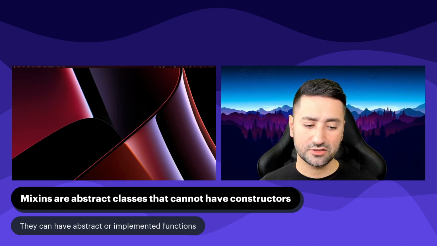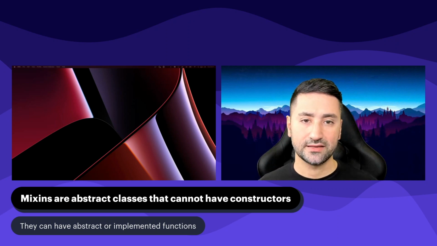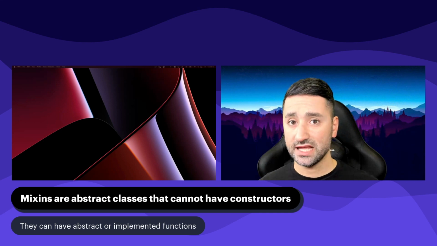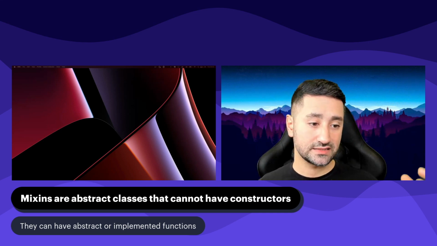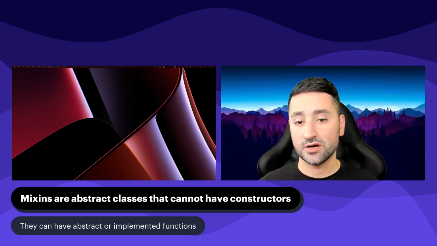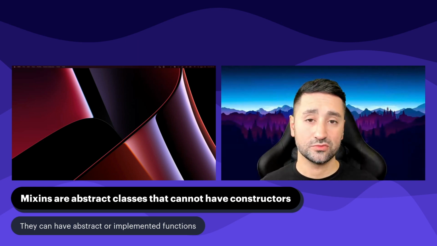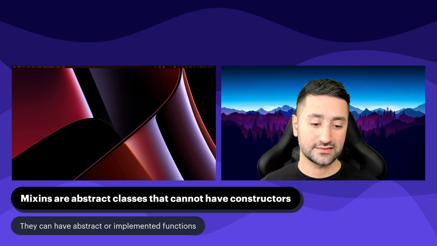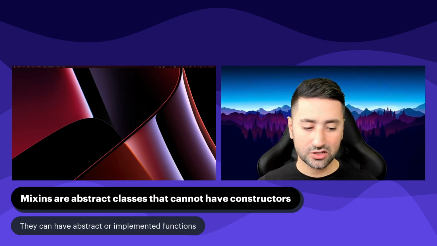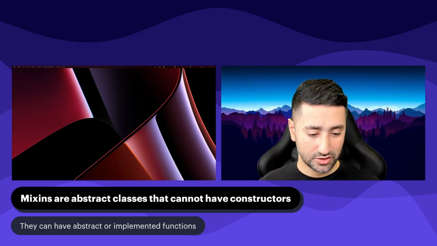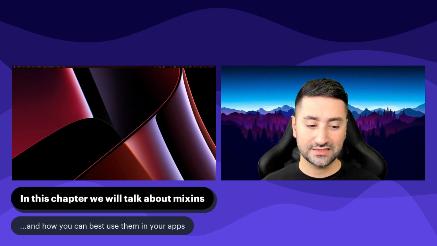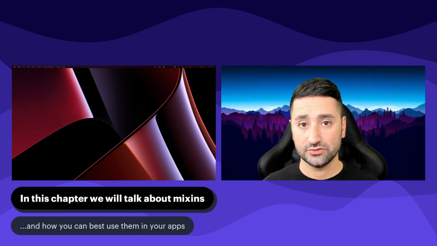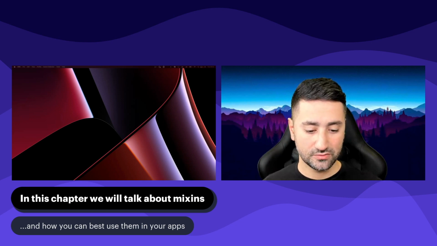But mixins have some other properties, and for instance, they can be constrained on particular classes. So you can create a mixin, for instance, that can be placed on a specific class, and anybody wanting to use that mixin in the future will have to extend that aforementioned class. So we'll talk about all of these in this chapter, so don't worry about this. We're going to talk about mixins and also how best to utilize and use them in your applications.